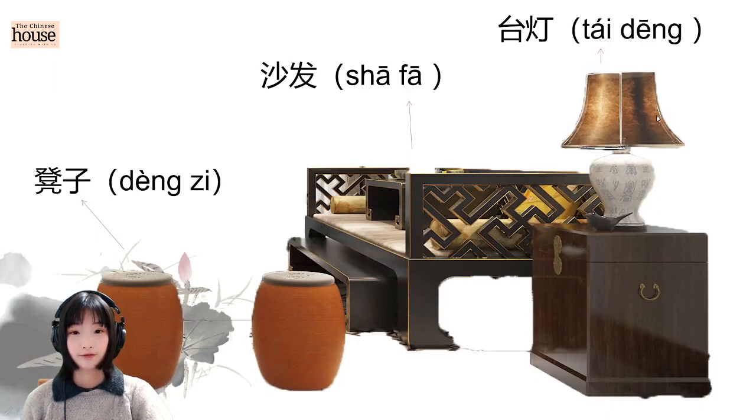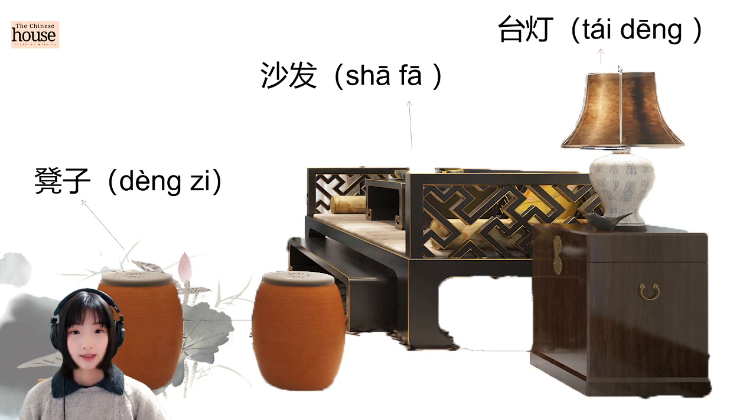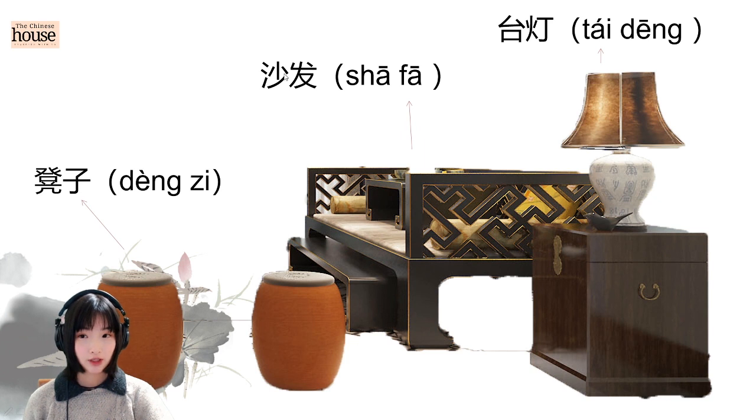Then we have, first, this is the lamp that you put on the desk. It is 台灯. 台 means a platform. 灯 means lamp. We call it 台灯. 台 is second tone, 灯 is flat. And then this is sofa, couch. 沙发. This pronunciation is directly borrowed from English.